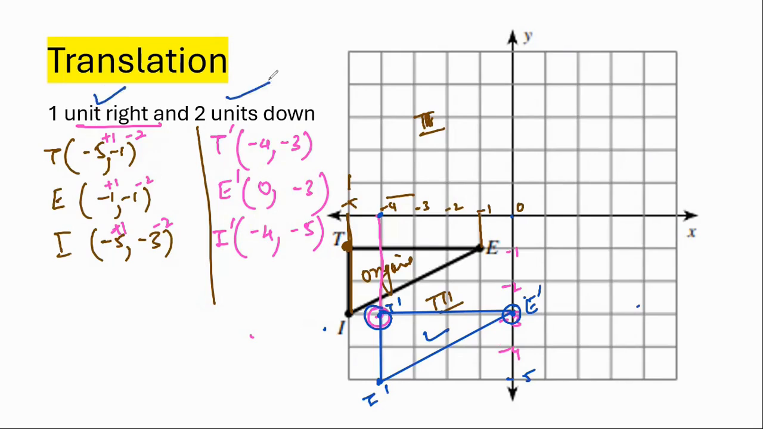It is not necessary. Sometimes it's with X only, or with Y only, or with both. Okay, that's the translation. And please remember one thing: if you are moving right, it means you are changing in the x-axis, but positive. You are adding something. If you are moving left, it means changing within the x-axis only, but you are subtracting something.